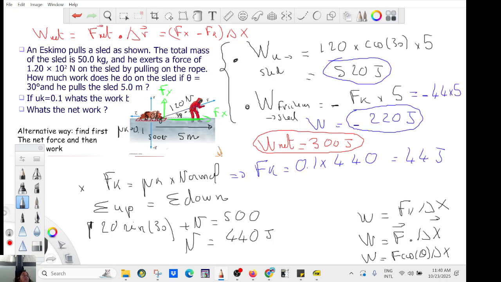Any question? So you go step by step. Yes. 440. How did you get the 440? Ah, here. I understand up to the 5. Okay, so the normal force is, so this is 60. So it's going to be 500 minus 60.